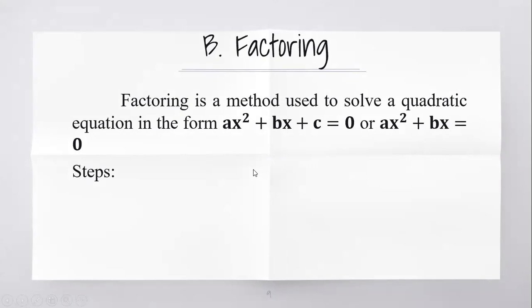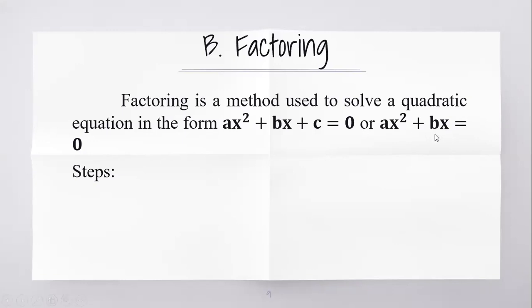So next method will be factoring. So factoring is a method used to solve a quadratic equation in the form ax squared plus bx plus c is equal to 0 or ax squared plus bx is equal to 0. So gagamitin mo si factoring kapag kompleto ang iyong mga terms from quadratic term, linear term, at saka constant term. Or gagamitin mo siya kapag existing si quadratic term at existing naman si linear term.